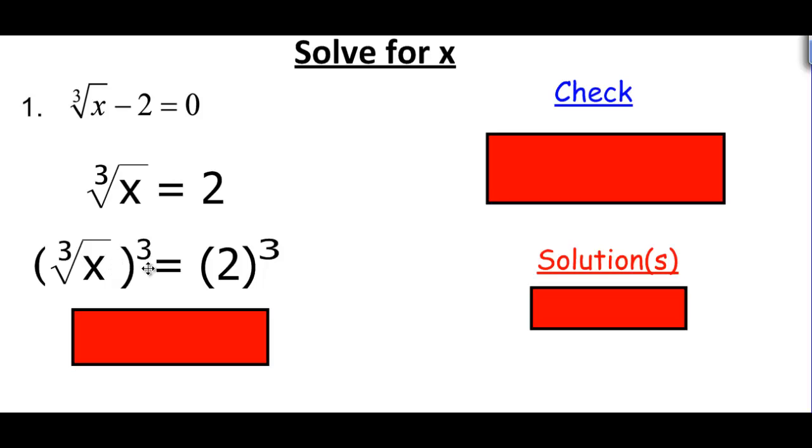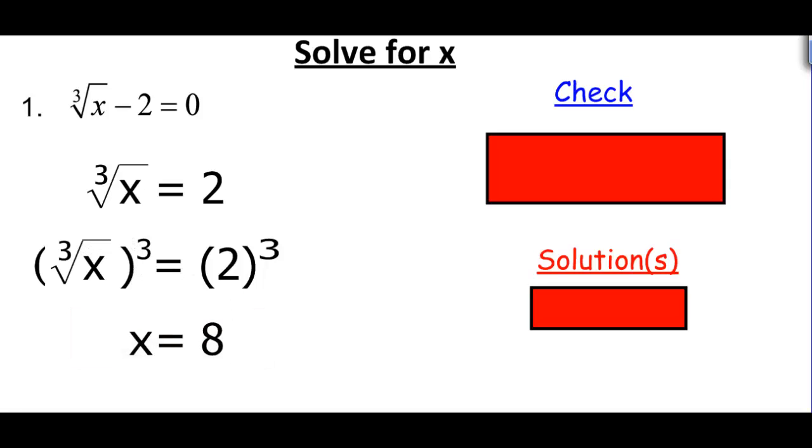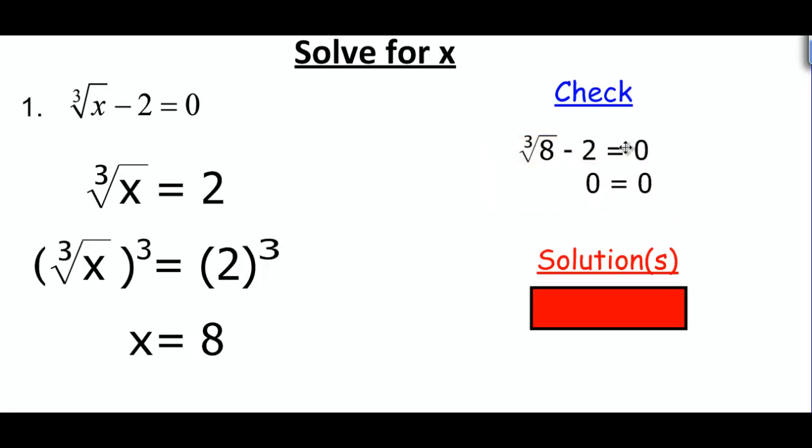And it's always nice to use parentheses to make sure you get everything. Now I'm just going to simplify. The cube root of x cubed is x, and 2 cubed is 8. Now right now it looks like 8 is my answer, but you always want to do a check. And what a check means is you go back to the original problem. Don't move things from side to side. Anywhere you see an x, I'm going to substitute an 8 and then do the algebra. The cube root of 8 is 2, 2 minus 2 is 0, and that equals 0. So I can officially say my answer is x equals 8.